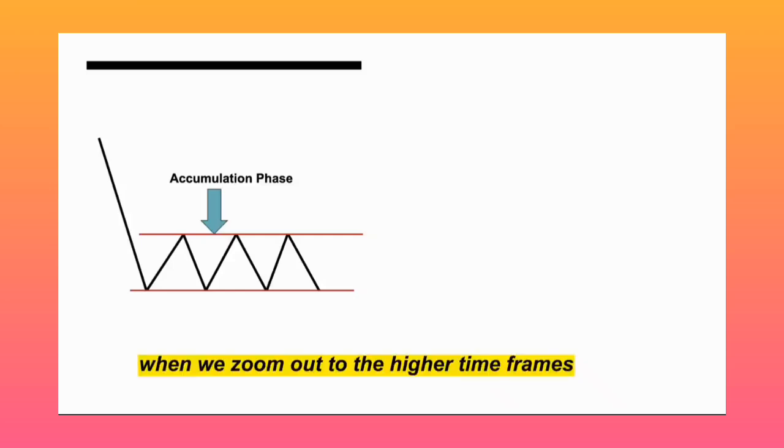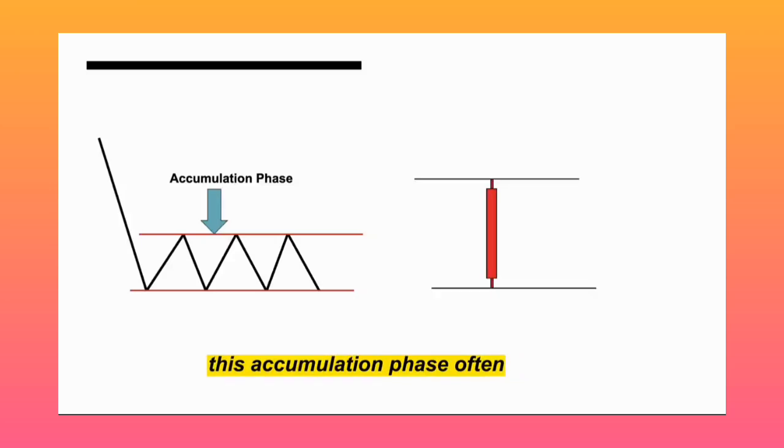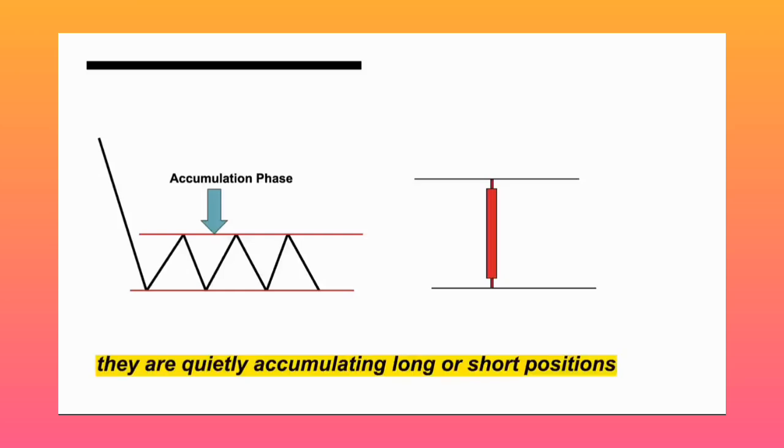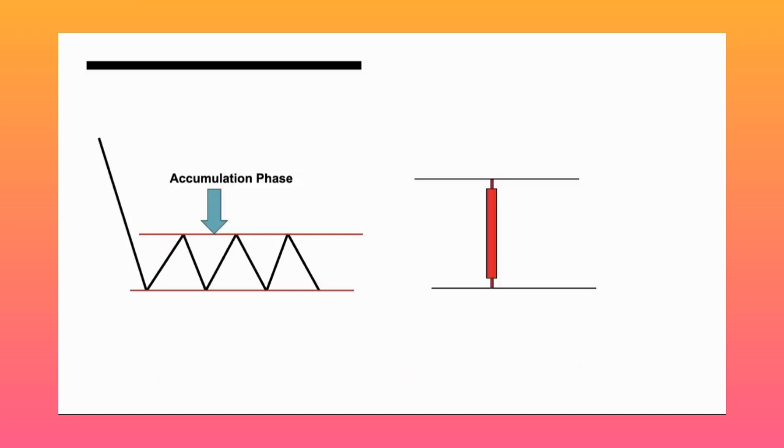When we zoom out to the higher time frames, such as the daily or 4-hour chart, this accumulation phase often shows up as a narrow range candle, or a series of small candles moving sideways. The purpose of this phase is simple. Smart money is preparing for the next stage, the manipulation phase. They are quietly accumulating long or short positions, all without triggering large price movements.